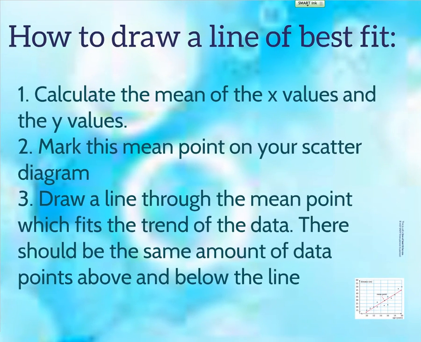Now, here's how we draw our line of best fit. There's a few different steps. The first step is to calculate the mean of the x values and the y values. We did that yesterday when we were doing the correlation coefficient, so that shouldn't be too difficult for us. We can add up all the x's, divide by how many values there are, add up all the y's, divide by how many values they are.